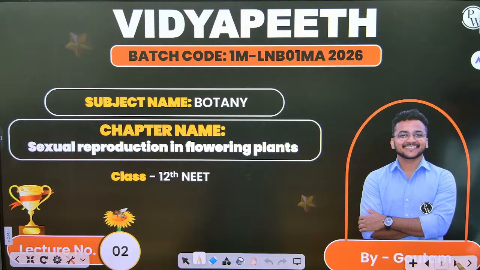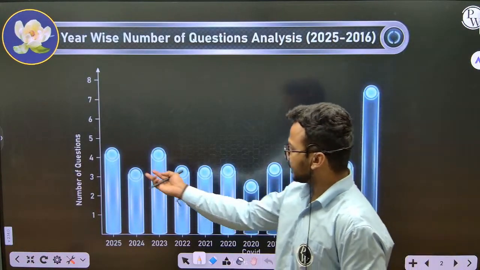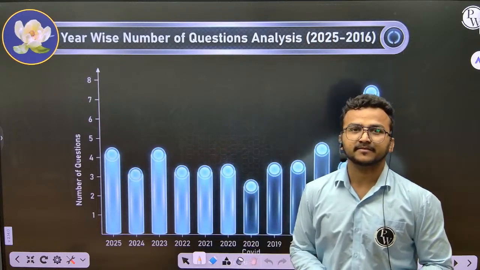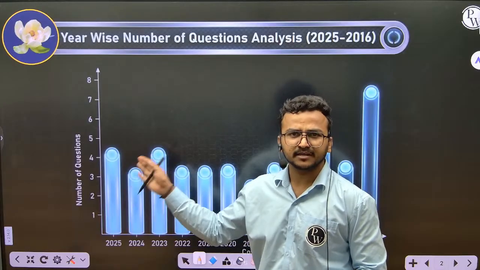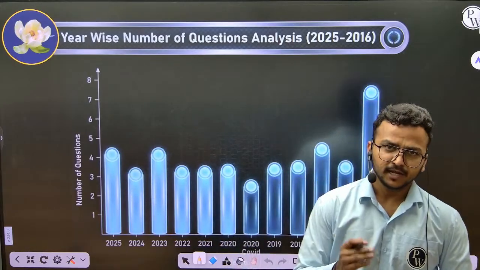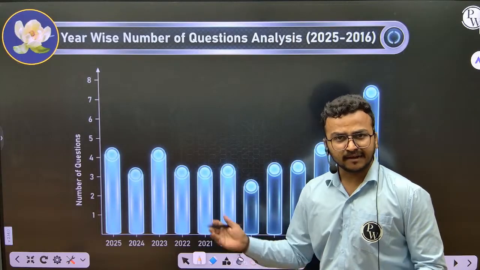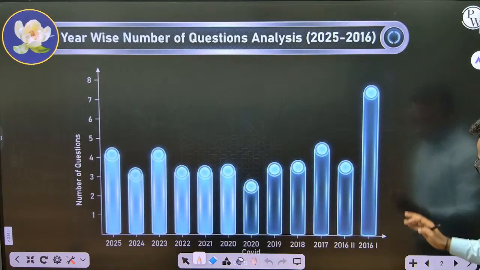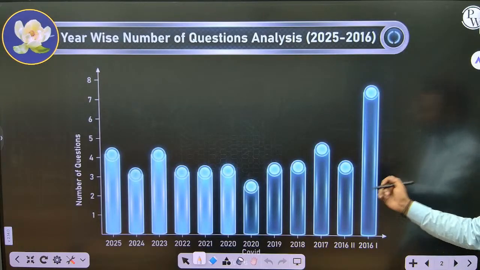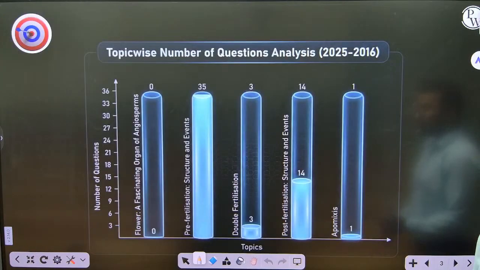This chapter has a lot of importance, as you can see from the past year analysis. There will be a minimum of 2-3 questions, a maximum of 4-5, and it extends to 6 also, so it carries a lot of weightage. This is the past 10-year analysis of questions, showing how many questions have been asked from this chapter.